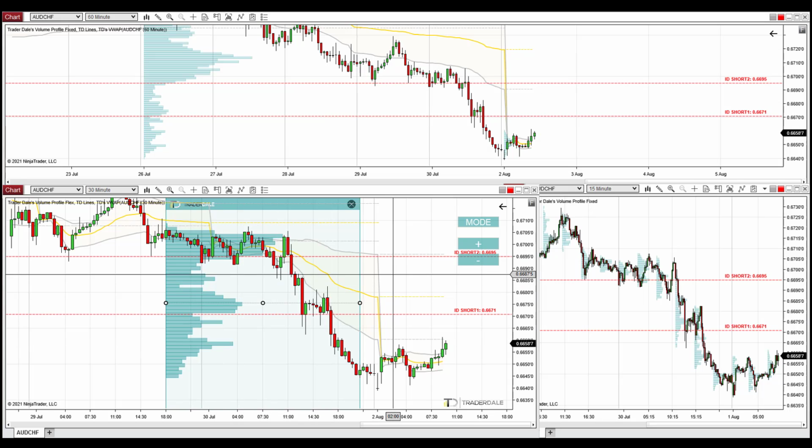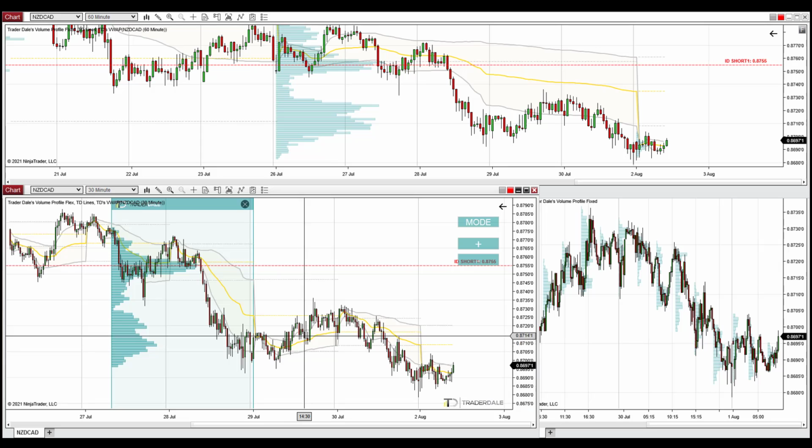So those are the resistances on the Australian dollar Swiss franc. Now let's move forward and go into the New Zealand dollar, Canadian dollar. What I have here on the New Zealand dollar, Canadian dollar is a resistance at 0.8755. It is in here, and it is based on those heavy volumes.